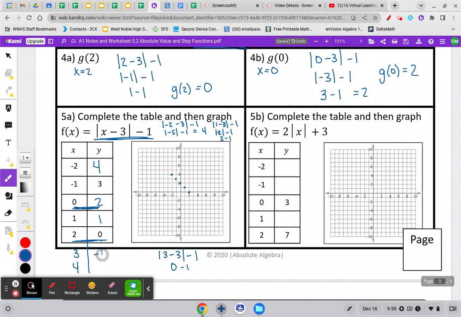So f of 3 is negative 1. f of 4 is 0. So notice it does change and start going back the other way. So we have 3, negative 1. We have 4, 0. Then there's something called an axis of symmetry. We'll learn about it later. You can just assume that this will continue upwards. So we had to find the vertex point, the change of direction, before we could just put our V anywhere.